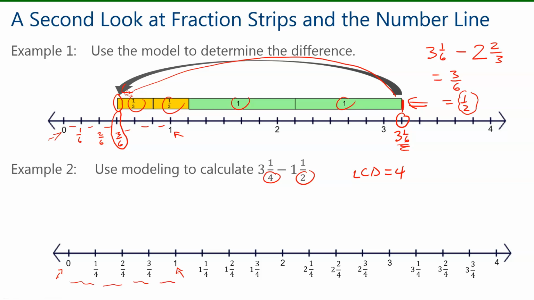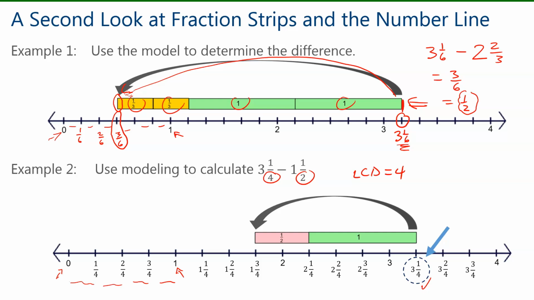I have 3 1/4. That's where I start. So I go right up to here, 3 1/4. What am I taking away? My subtrahend is 1 1/2. Going back 1 1/2. Where do I end up? 1 3/4. So our difference, when we subtract 1 1/2 from 3 1/4, is equal to 1 3/4, simplest form.